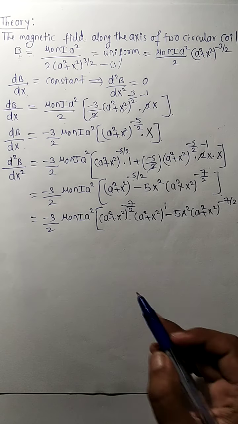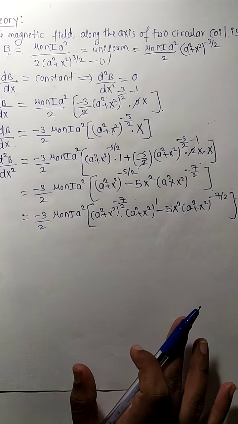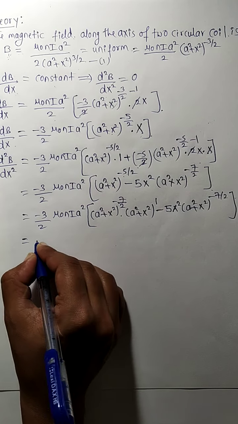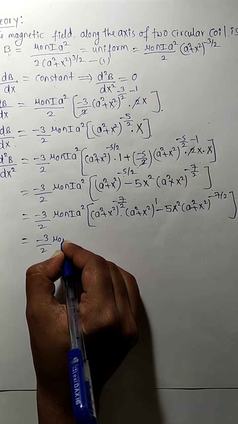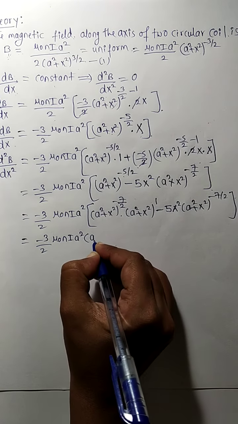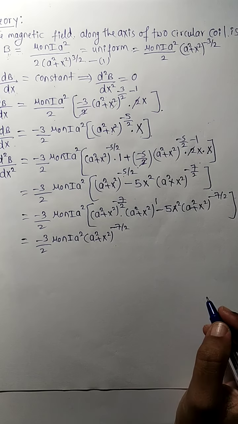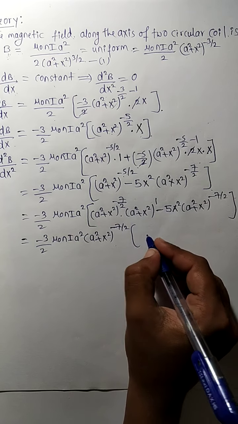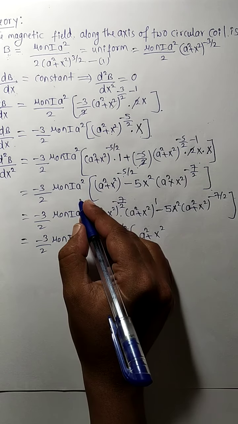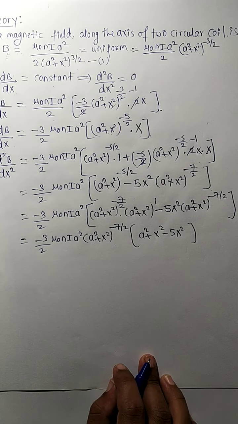Is it? So now easily we can take the common quantity, that is a square plus x square raised to minus 7 by 2, isn't it? So if you take it outside, what you will get? Minus 3 by 2 mu naught n i a square, and this will be common. So I take it outside. So what we will get? A square plus x square raised to minus 7 by 2. I have taken it as common. So what will be remaining? This will be remaining, that is a square plus x square, and here this went outside. So what will be remaining? Minus 5 x square will be remaining, isn't it?